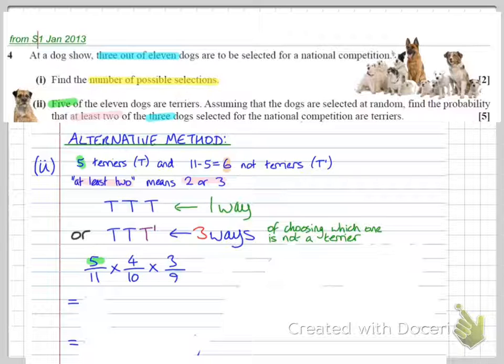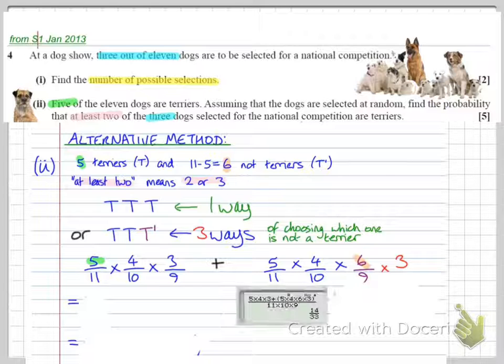But we also need to look at having the 2 terriers and 1 not terrier. Now this is or, so we're going to add here. And same sort of idea for the first 2 terriers, 5 terriers out of 11 dogs multiplied by 4 terriers out of 10 dogs. And then this final dog, which is not a terrier, we've got 6 non-terriers out of the 9 dogs. And there are 3 ways, as we said before, that you could arrange this, so we need to multiply by 3. So putting all of that together into the calculator, we get the answer of 14 out of 33, which is exactly the same as before.